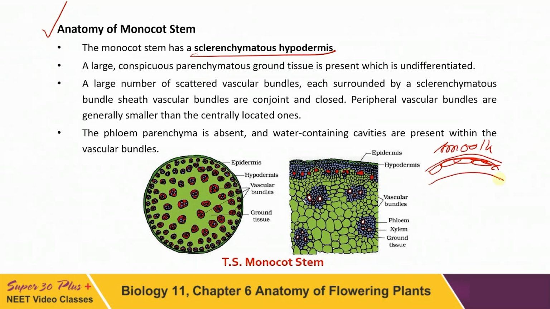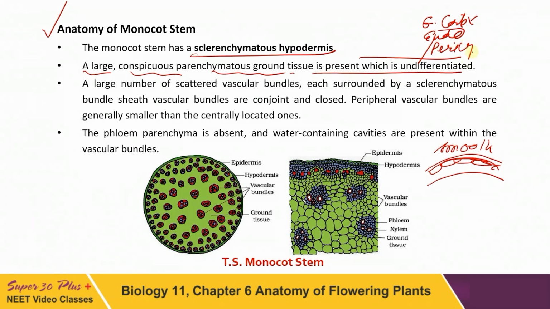Here below we have sclerenchymatous hypodermis, and the rest of the tissue, the ground tissue system, is undifferentiated. A large conspicuous parenchymatous ground tissue is present, which is undifferentiated, meaning we do not have cortex, we do not have endodermis, we do not have pericycle, and we do not have pith and medullary rays. All these are absent. Ground tissue is undifferentiated. Important point.